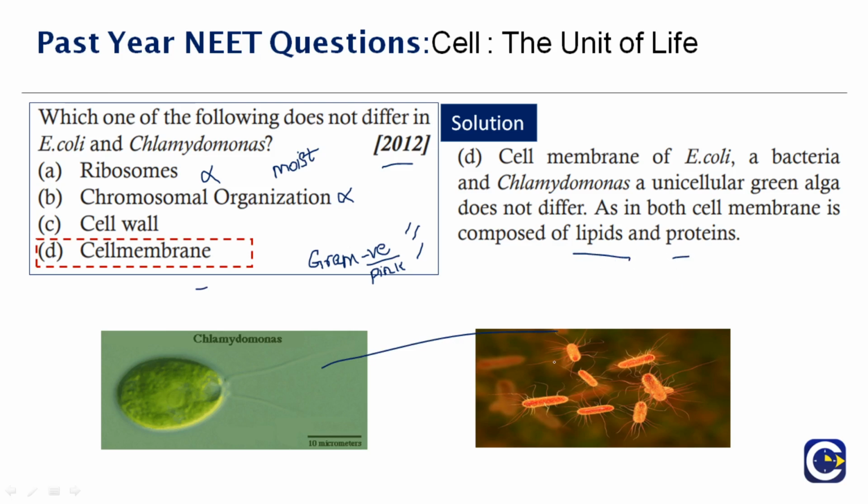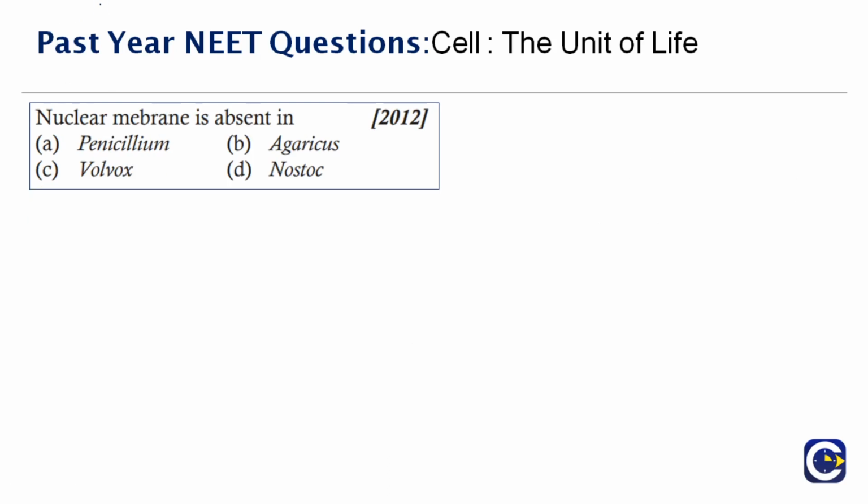Here you can see the gram-negative bacteria, this is how it will be under the microscope, and this is how Chlamydomonas will be under the microscope. Therefore, the correct answer to this question is option D, cell membrane. Okay, now let's move to the next question. Coming to this question, nuclear membrane is absent in dash.